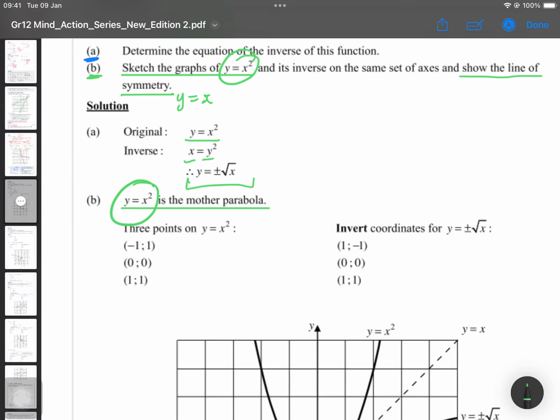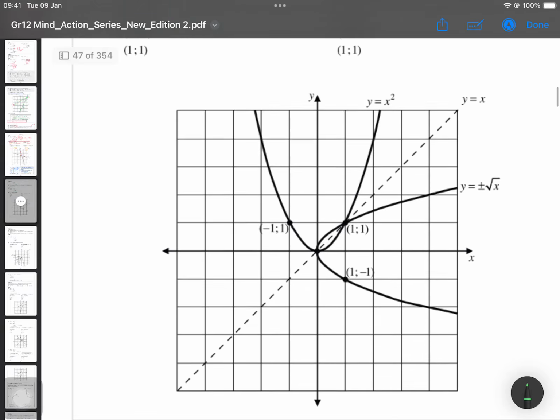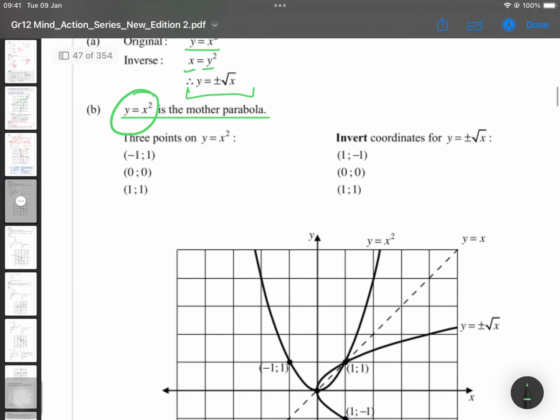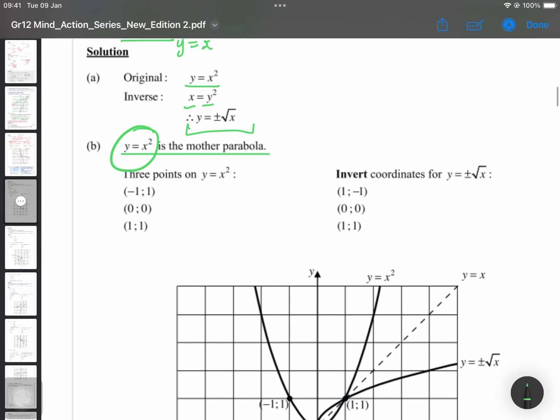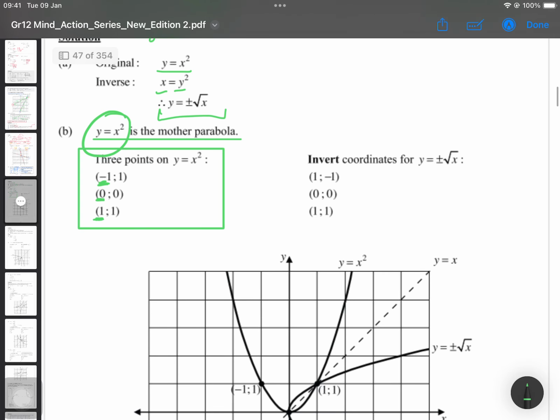So with this one, you know that it will always turn at 0 there. But then you can always use 3 points. So you can always choose negative 1, 0, 1 as your x values, and then see what your y values are. So you're going to get those. Again, you can always choose negative 1, 1, and 0.